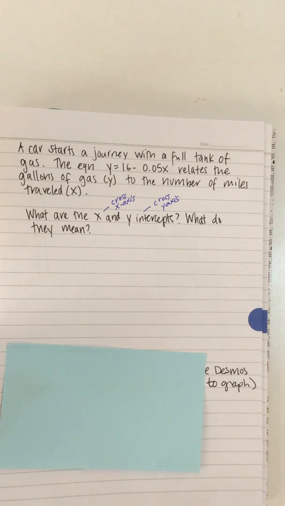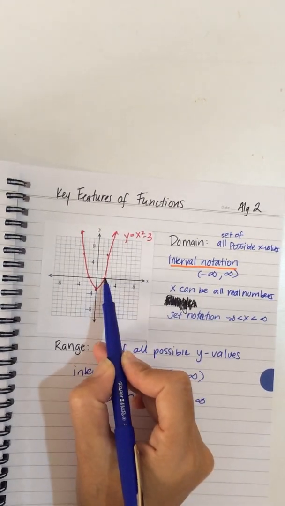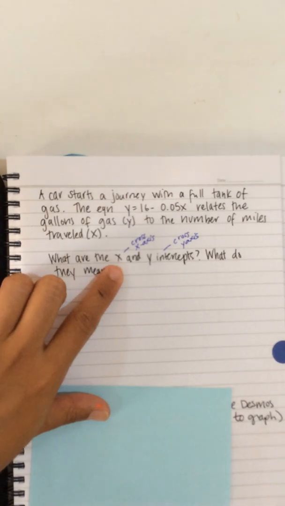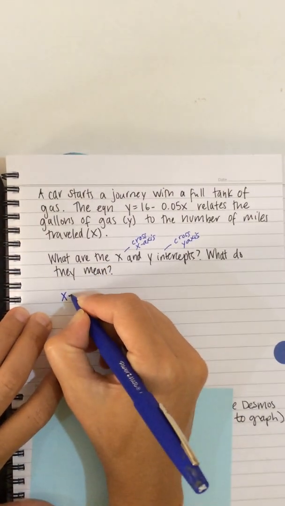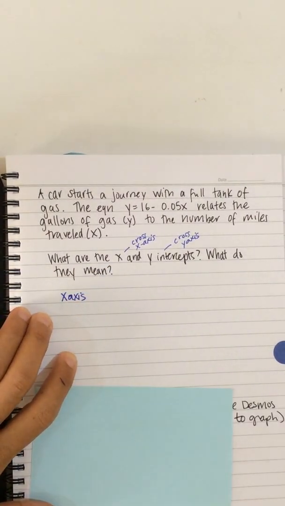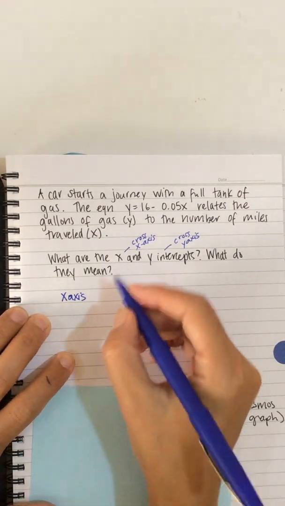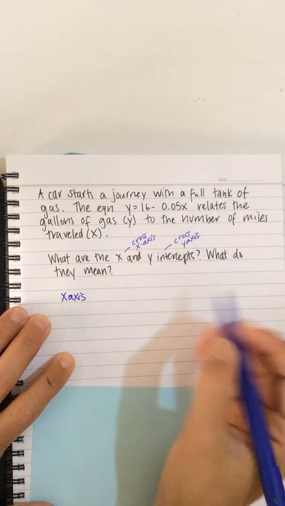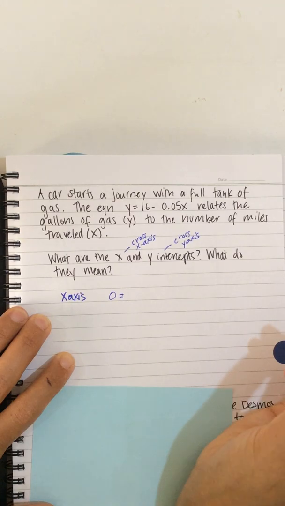So if I'm looking at a graph, I'm just going to go back to that last one. In order to cross the x-axis, the y value has to be 0. So we need to figure out, in order to find the x-axis, when is y going to be 0? So let's just rewrite the function with 0. Substitute that 0 in for y.